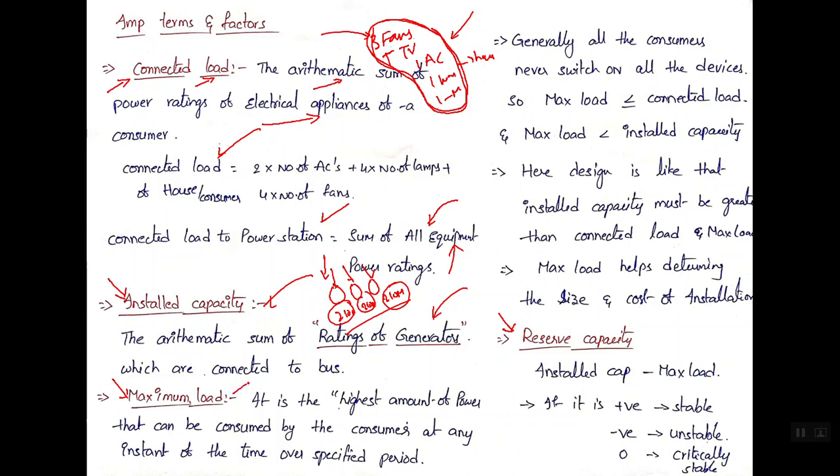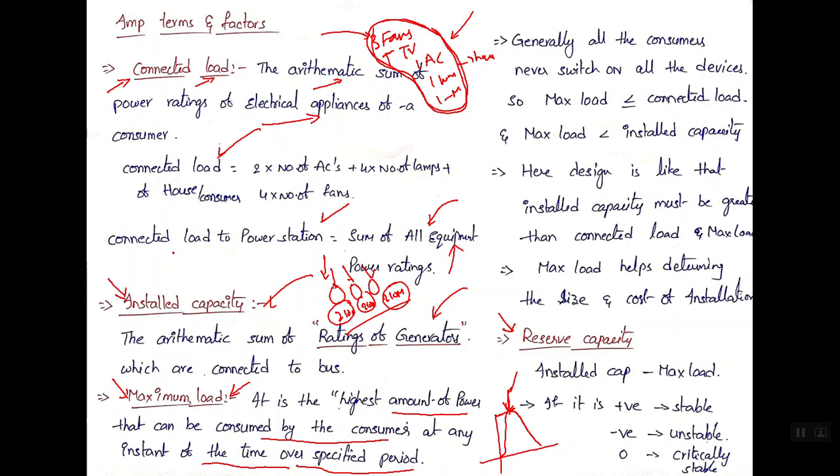And what is the maximum load? For example, if you take any power station and the loads, the highest point of the load is nothing but what you can call the maximum load. So in this load, the consumers consume the highest power, so you can say it is the highest amount of power that can be consumed by the consumer at any instant of time over the specified period.